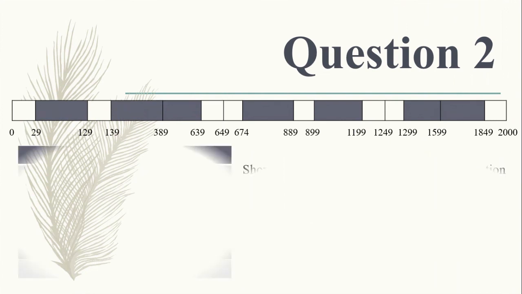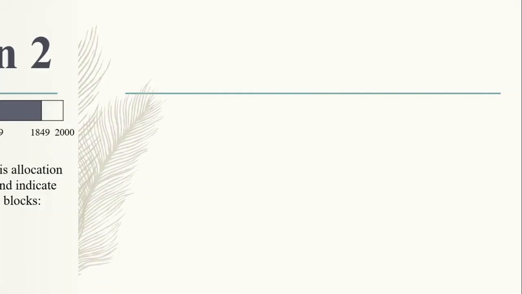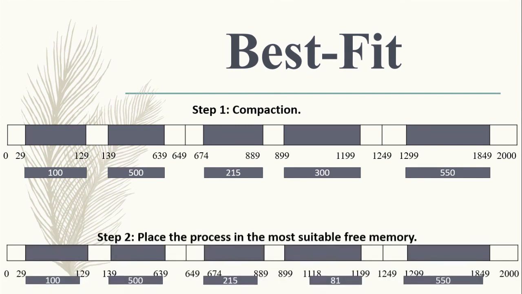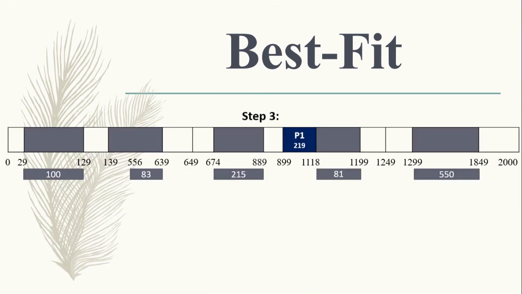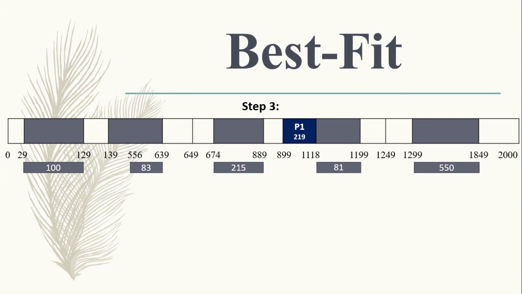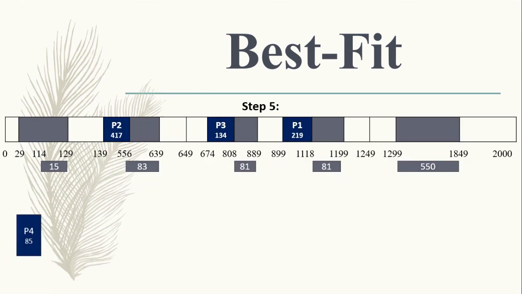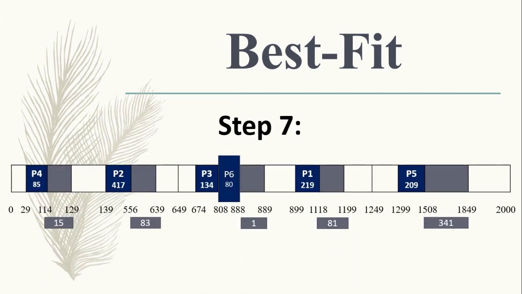Here we got an extra question, which is question 2. Again, repeat each step, following the sequence of the processes. For best fit, again for step 1, we need to do compaction. Remember best fit, we need to choose the empty space that is closest to the size of the request. So step 2, place the process in the free memory or empty hole, followed by each process for the next step. So here, step 3, step 4, step 5, step 6, and step 7.